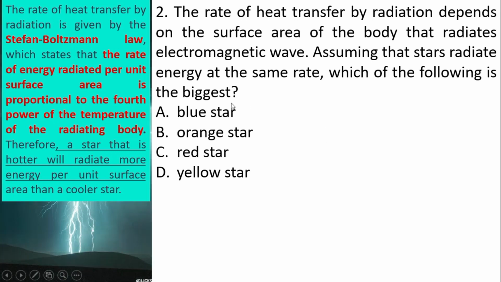Again, the hotter star will radiate more energy per unit surface. Among our choices, the hottest star, according to its color, is blue, and the coldest star, the one with the lowest temperature, is letter C, the red star. However, the question assumes that all the stars, blue, orange, red, and yellow, radiate energy at the same rate. Meaning, all four radiate energy at the same rate.